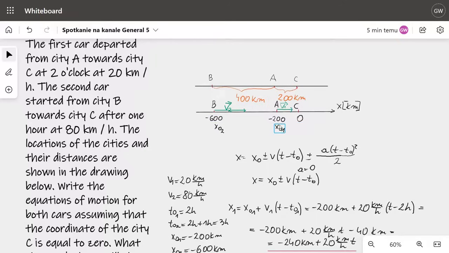Coordinate of city A is equal initial coordinate of position of first car x01. It's here. And coordinate of city B is equal to initial coordinate of position of second car x02. It's here.